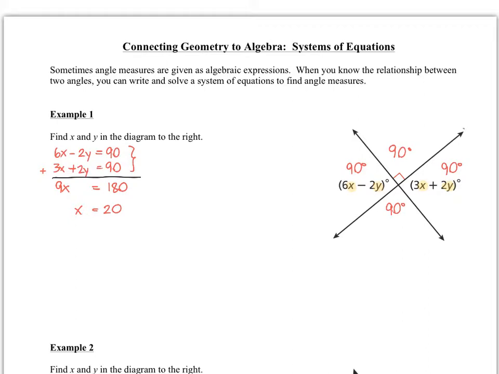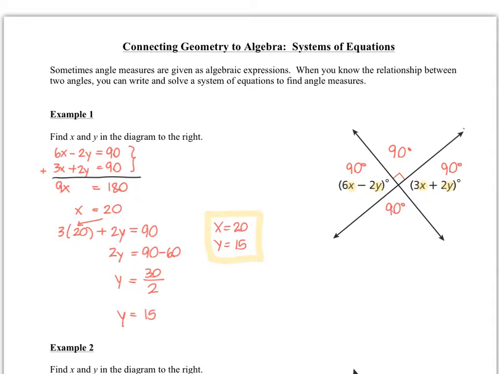In order to find y, we can substitute into either one of the equations. We can choose either the first one or the second one. I choose the second one, so I'm going to substitute in the x that we found. 3 times 20 plus 2y is equal to 90, and that means that 2y is equal to 90 minus 60, and y has to be equal to the difference, 30, divided by 2, the coefficient. So that means y is equal to 15. So our final answer, x equals 20, y equals 15.